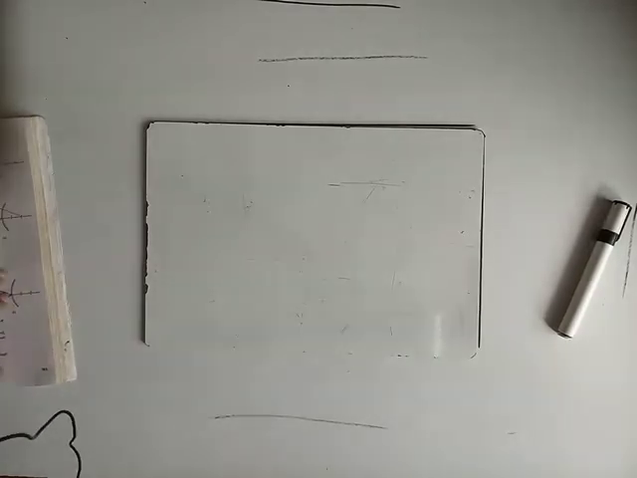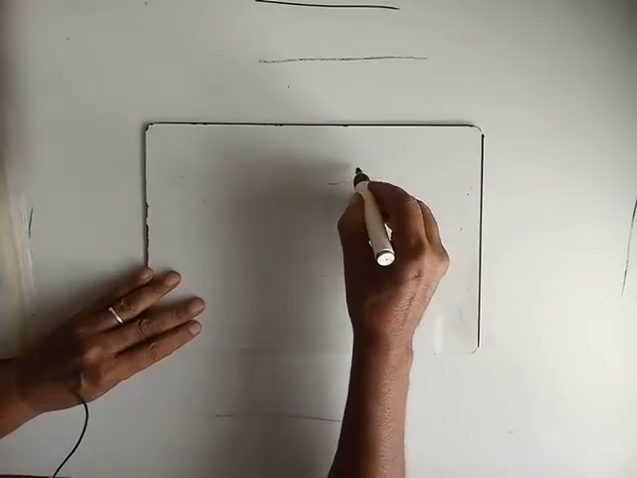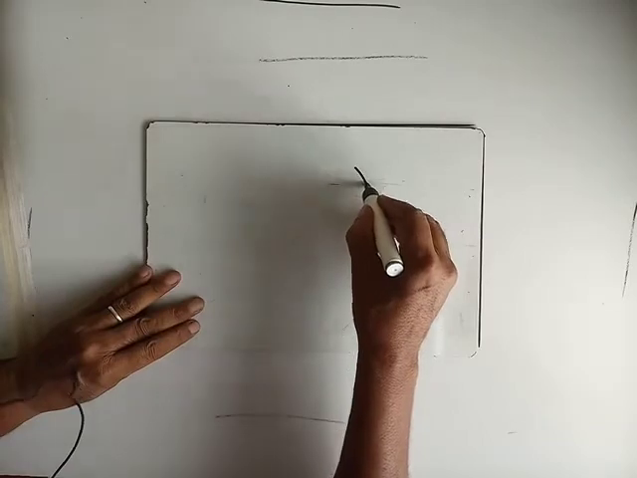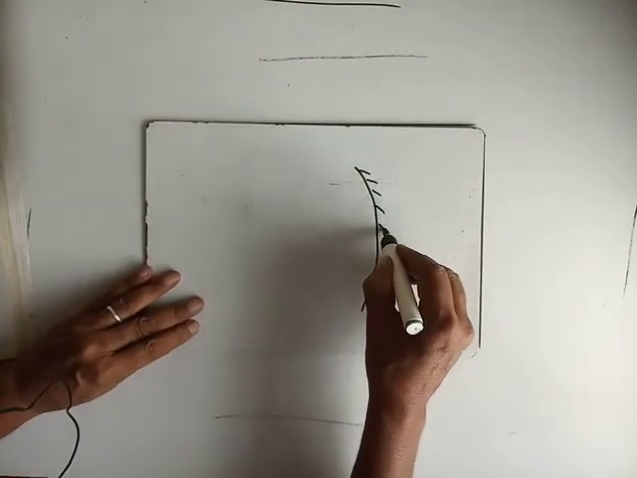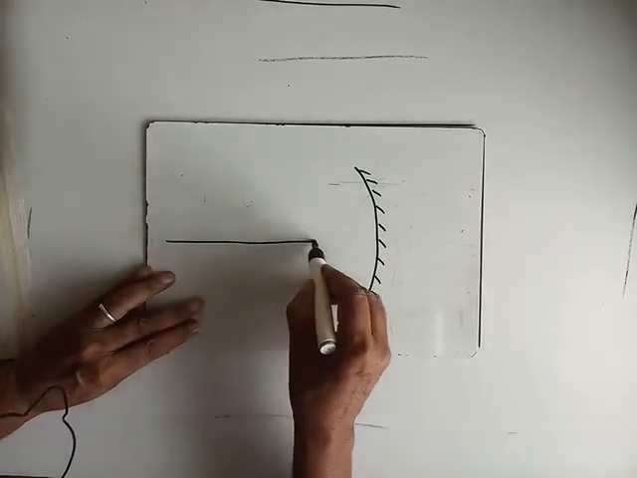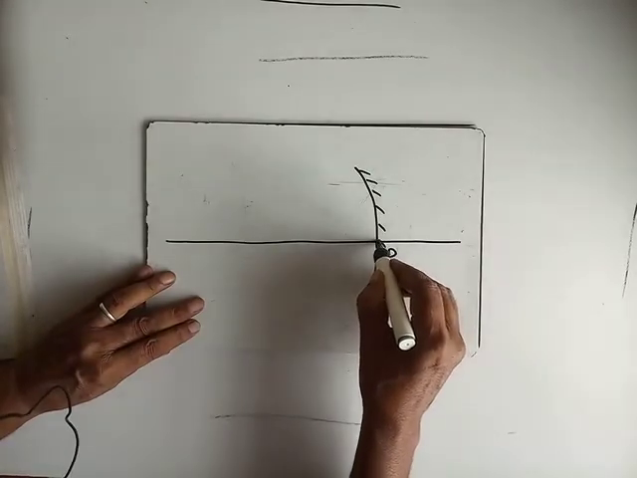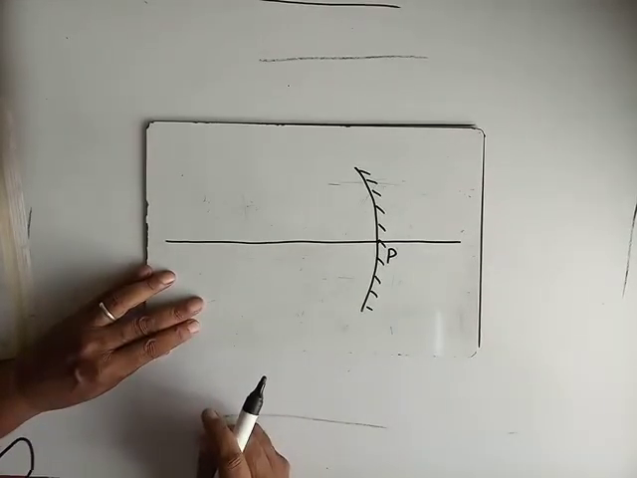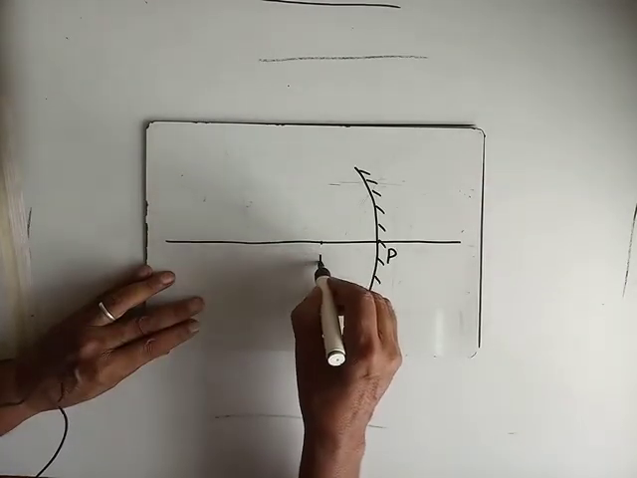This is a concave mirror. And this is the principal axis. This point, the middle of this mirror, is known as the pole. And on this principal axis, this is the focus.